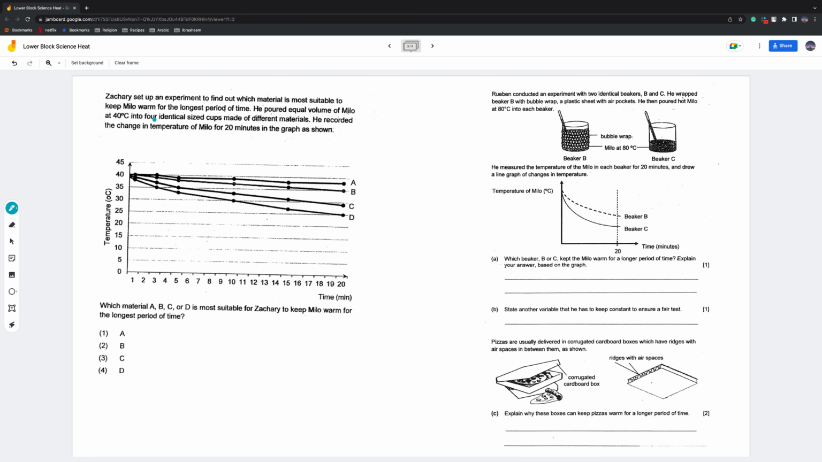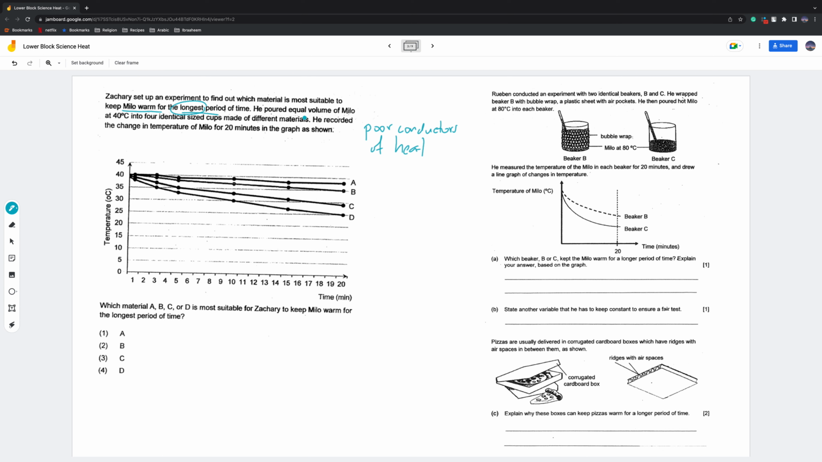Next question. Zachary set up an experiment to find out which material is most suitable to keep Milo warm. Again, this one I've mentioned just now. This is a very common question: keeping things warm or cold for the longest period, and what type of material must we use? We always choose poor conductors of heat. It doesn't matter whether we want to keep something warm or cold longer, we always choose poor conductors of heat.